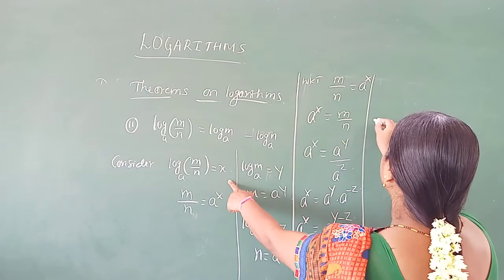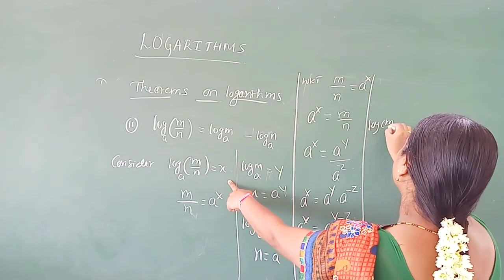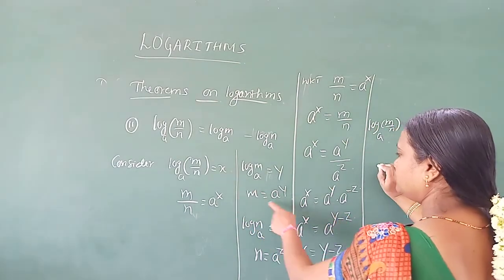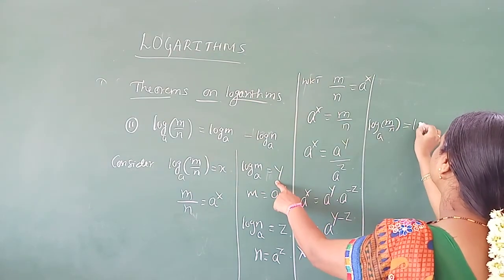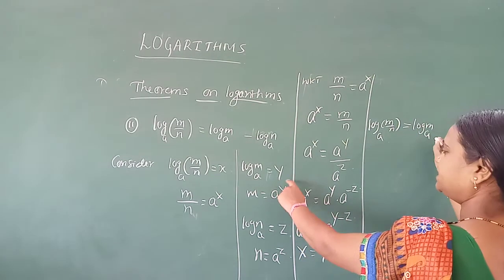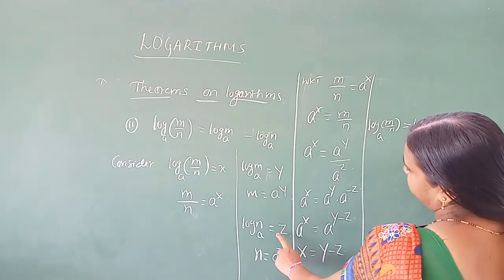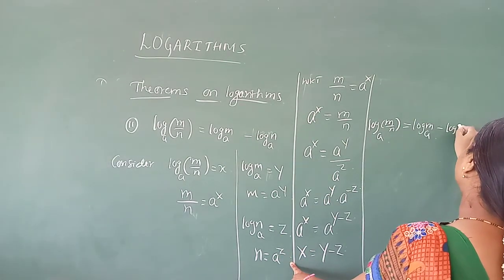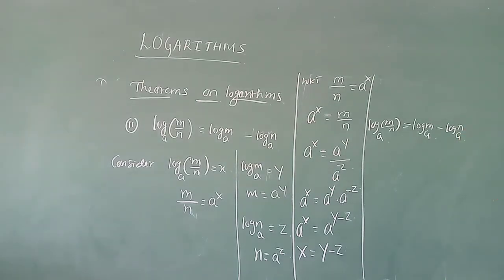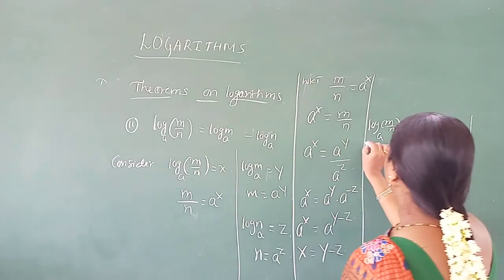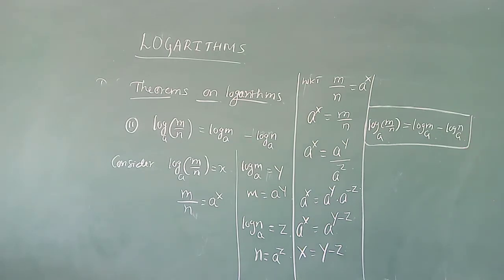Correct. Once we know that, see what x represents: x represents log of m by n to the base a, y represents log of m to the base a, and z represents log of n to the base a. Correct? Here, what have we done? Division, we converted in terms of subtraction. Did you understand? Division we converted in terms of subtraction.